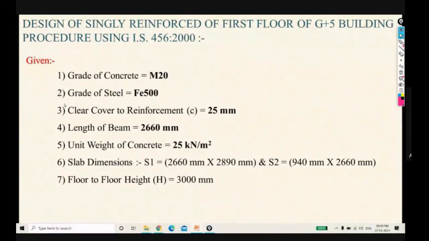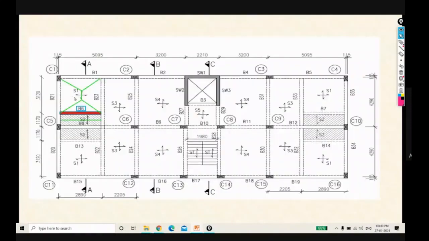So this is our criteria for design of a singly reinforced beam on the first floor of a G plus building. Let's suppose this is our first floor and we are considering this beam, B6, which has two slabs, S1 and S2. S1 is a two-way slab and S2 is a one-way slab. Load transfer is different for two-way and one-way slabs, which we will see.